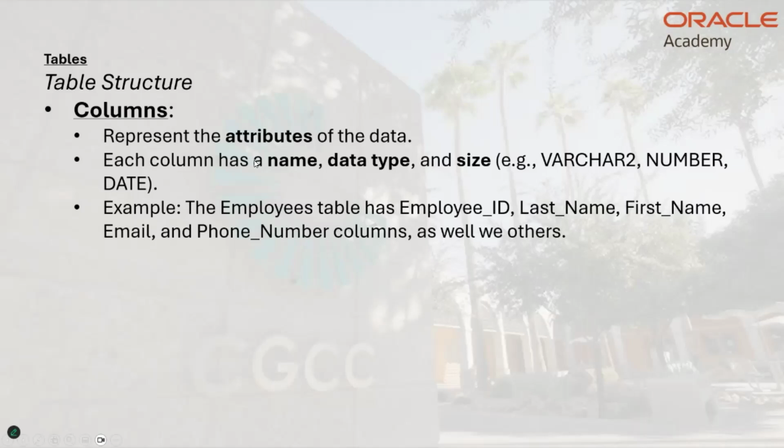So an example of that, if you look at the employees table, you have an employee ID, last name, first name, email, phone number, columns, as well as others, but those are all one of these types of data. Yes, there are more data types out there, and you'll learn about those, not so much in this class, but you will run into them, but they're treated the same way.